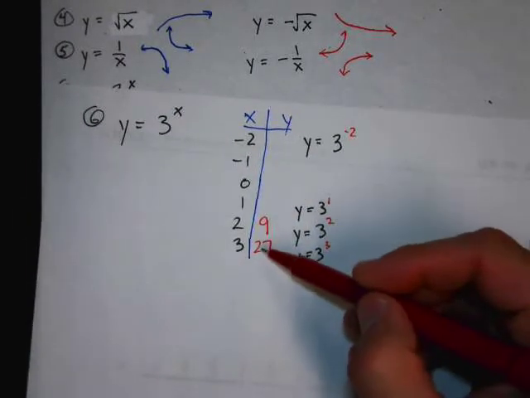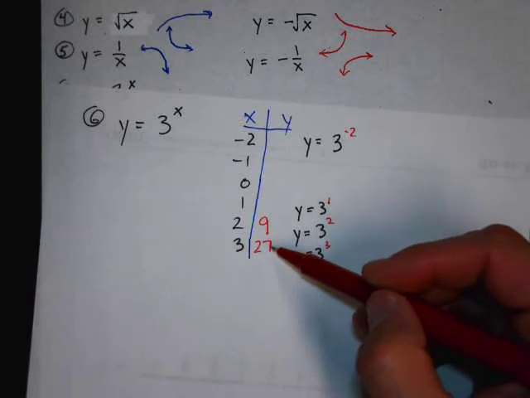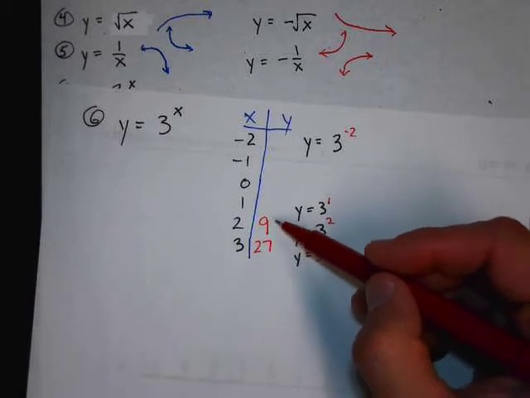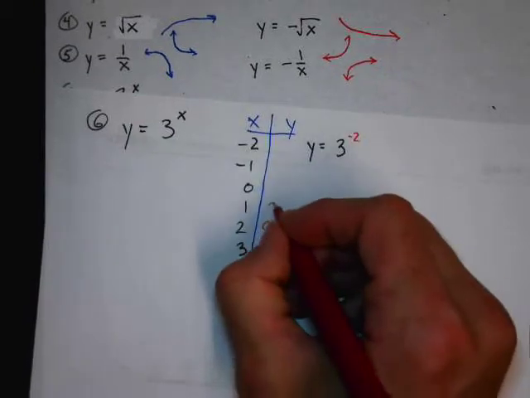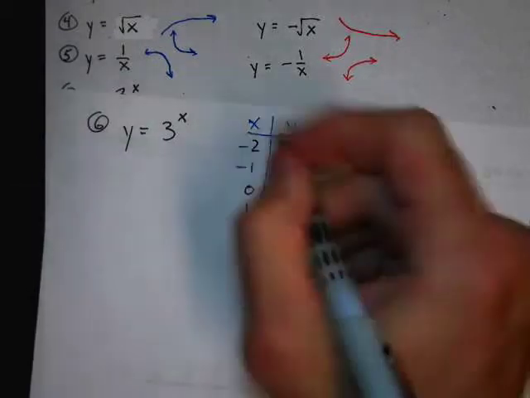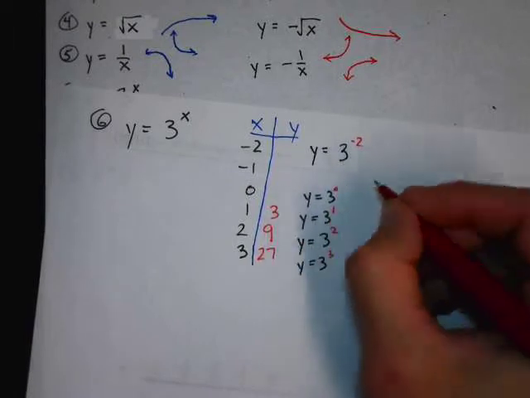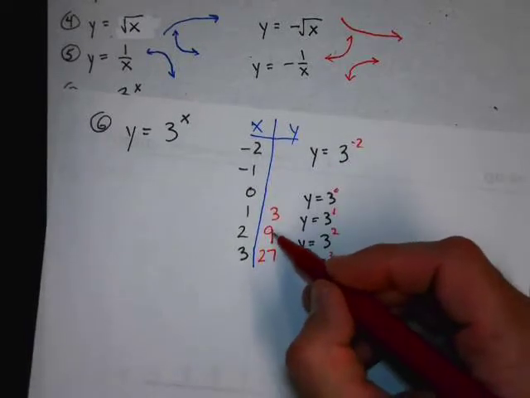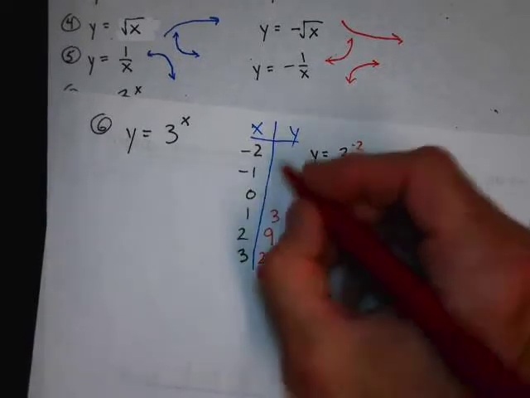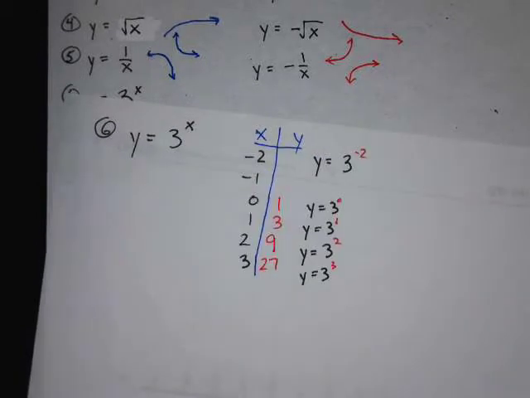Notice what's happening. 3 to the 3rd power is 27. Divide by 3, I get 9. Divide by 3, I get 3. Then I have this: y equals 3 to the 0 power. Divide by 3 to get 1. Anything to the 0 power is 1. So hopefully you can remember that.